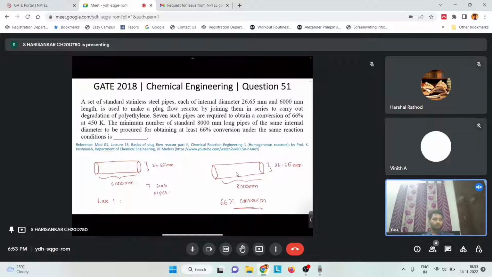Because we just said that the reaction conditions and reaction conversion, everything is the same, that means the volume should also remain the same. And using the volume of the PFR, we can find the number of pipes required to carry out this process. Is this clear?